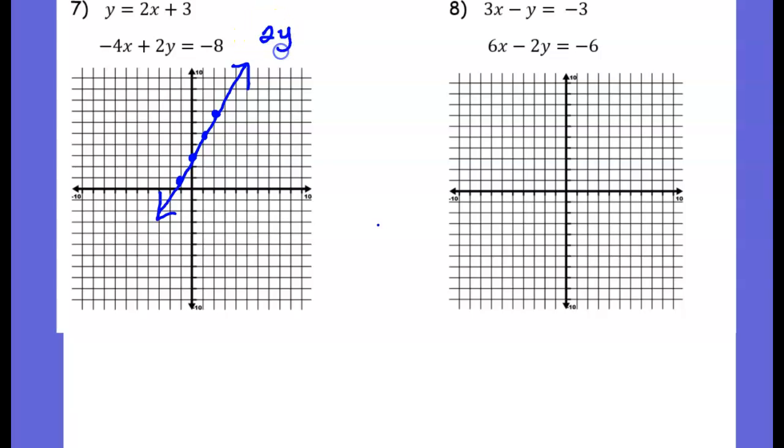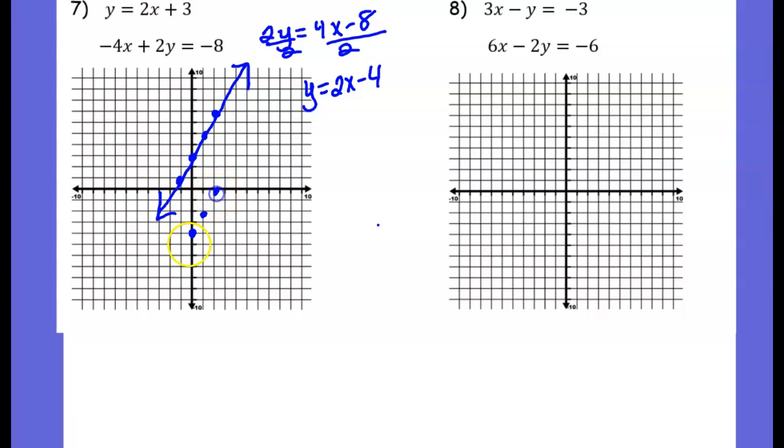Now the second one, I'm going to put it into slope-intercept form. So 2y is equal to 4x minus 8. And then when I divide both sides by 2, y is going to be equal to 2x minus 4. So my y-intercept's at negative 4: 1, 2, 3, 4. And again, my slope is 2.